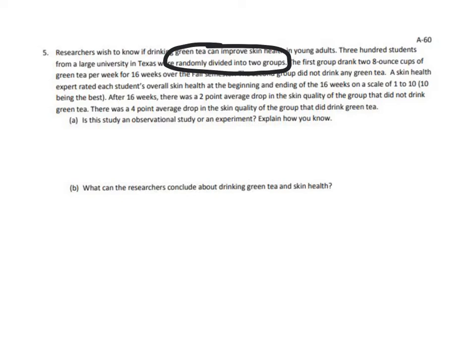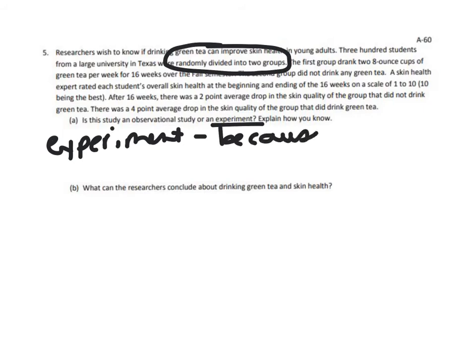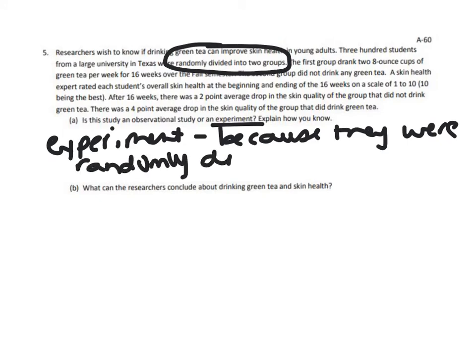After 16 weeks, there's a 2-point average drop in the skin quality of the group that did not drink green tea, and a 4-point drop in the skin quality of the one that did drink green tea. Because they were randomly divided into groups, this is a controlled experiment. That makes the big difference.